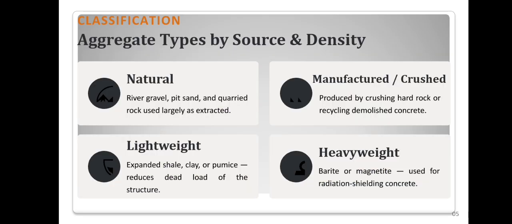Aggregates can also be classified according to their sources as natural, manufactured, lightweight, and heavyweight aggregates. Lightweight aggregates reduce the dead load of the structures, while heavyweight aggregates are used in special applications such as radiation shielding.